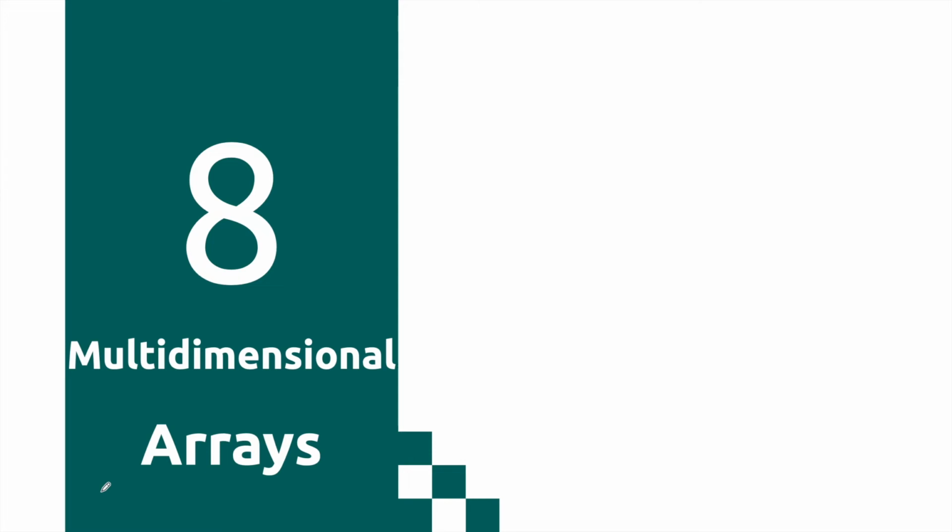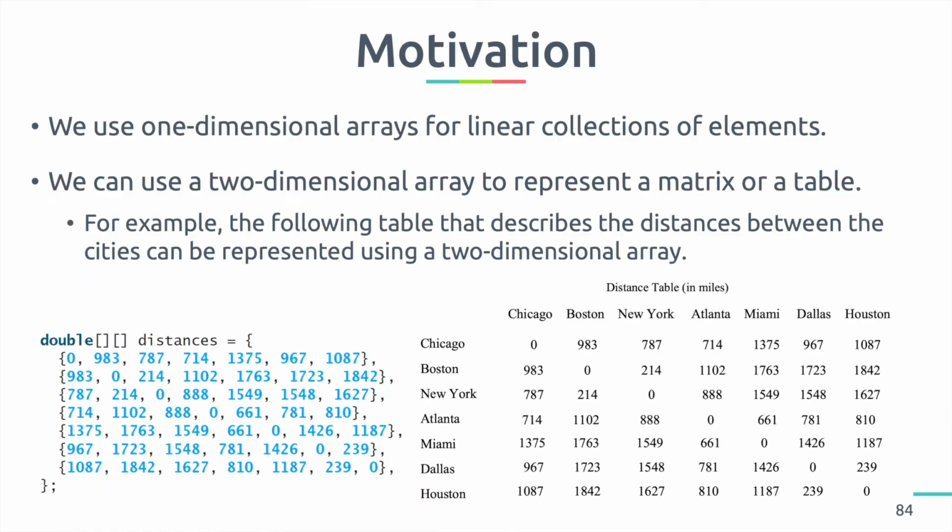single dimensional arrays. What we covered in single dimensional arrays, we can also extend that idea to multi-dimensional arrays. In a one-dimensional array, we use a linear collection of elements. When our data is linear, we use a one-dimensional array, but in some cases, we need to represent our data as a table or a matrix. So in that case, we need a two-dimensional array.